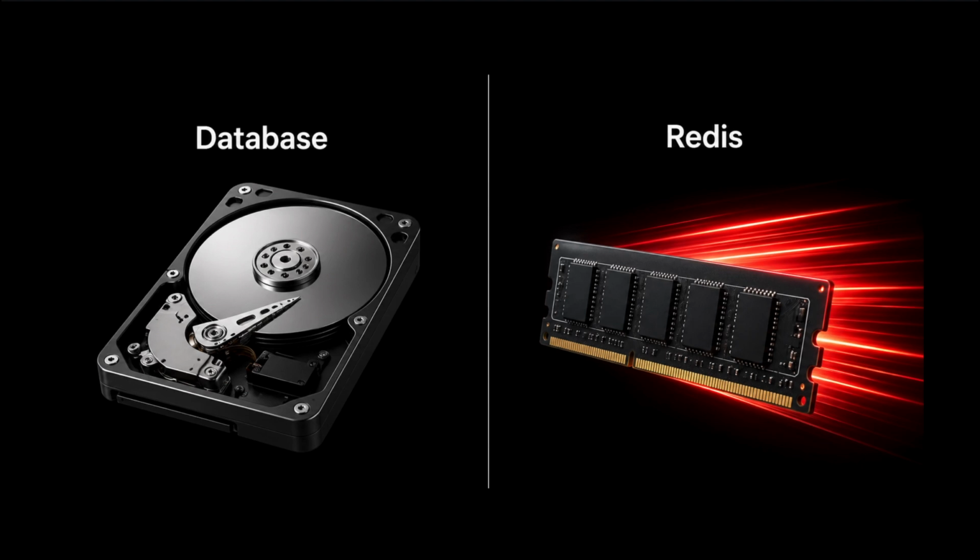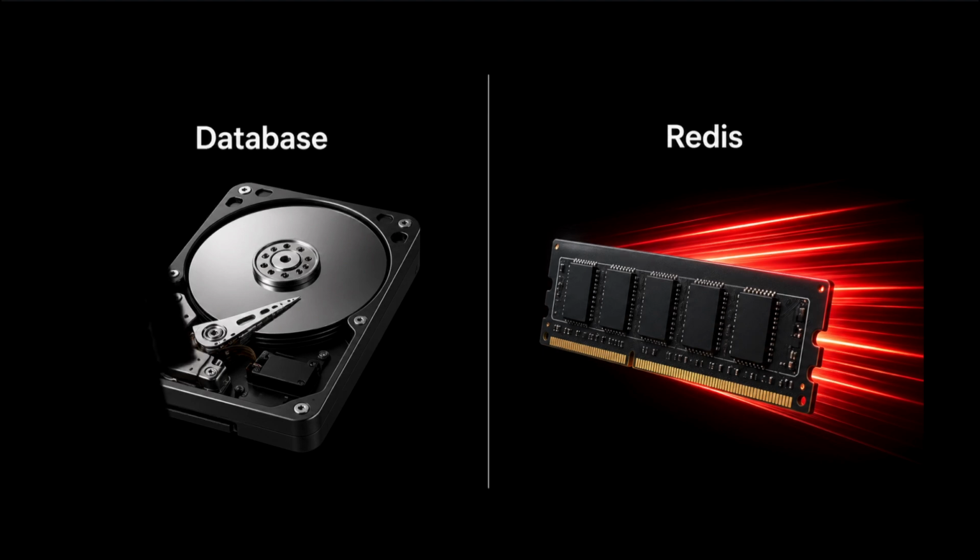Redis is what we call an in memory data store. That means instead of relying mainly on disk storage for reads and writes, Redis keeps data inside RAM. And RAM is significantly faster than traditional disk based storage. Because of that, Redis can read and write data incredibly quickly, often in microseconds or milliseconds. And in real world applications, that speed difference can be massive.